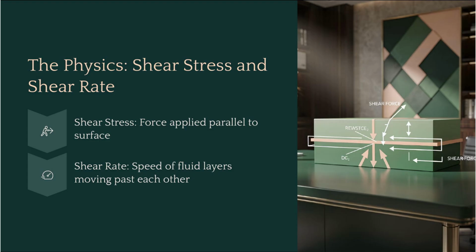To understand this, we need to look at the physics. We talk about shear stress versus shear rate. Shear stress is the force applied parallel to the surface, like your hand sliding across the top of the fluid. The shear rate is the speed at which the fluid layers move past each other. In a Newtonian fluid, these two rise together in a straight line. In Oobleck, the relationship is exponential.